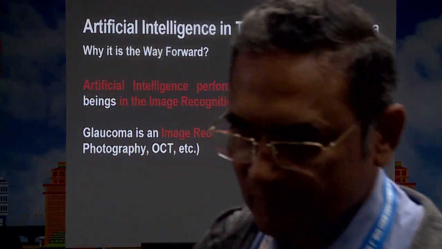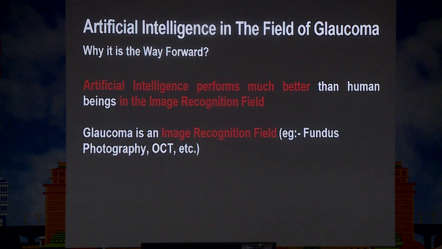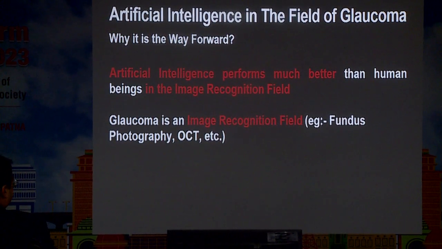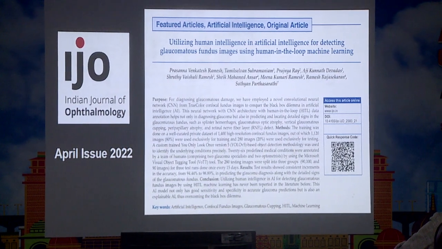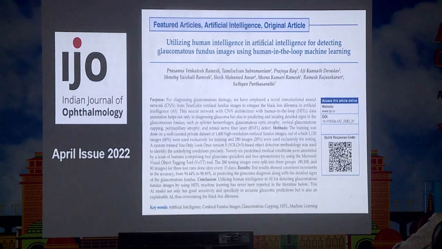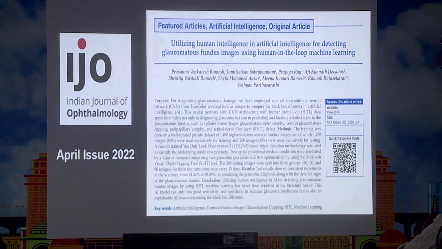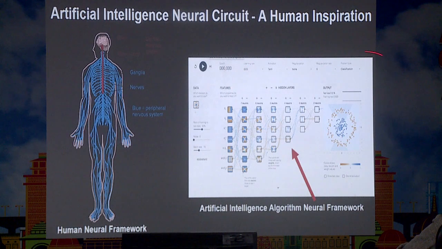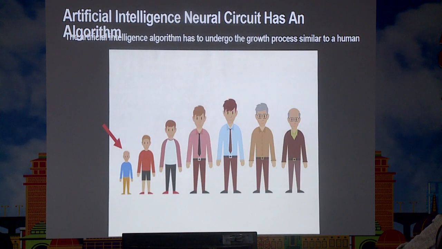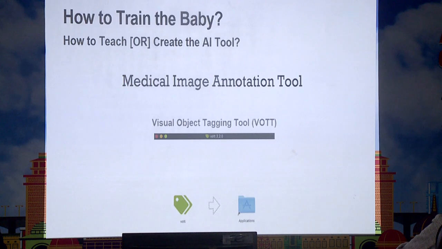So why glaucoma, or why ophthalmology? Because ophthalmology is an image recognition field. There are so many images in ophthalmology, and fundus is one such interpretation. Here you can see one of our articles, mine in the April 2022 issue, which I'll be dissecting for you. The central nervous system and peripheral nervous system of the AI mimic human inspiration, and our circuit is called human-in-the-loop training, where human intelligence goes hand in hand with the machine's intelligence.